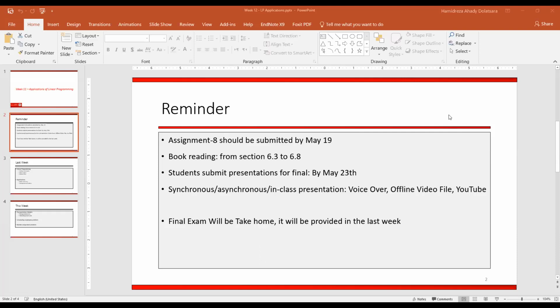Any questions so far? When will the final exam be, and when will it be due? It's the last week. Let me show you the university calendar.